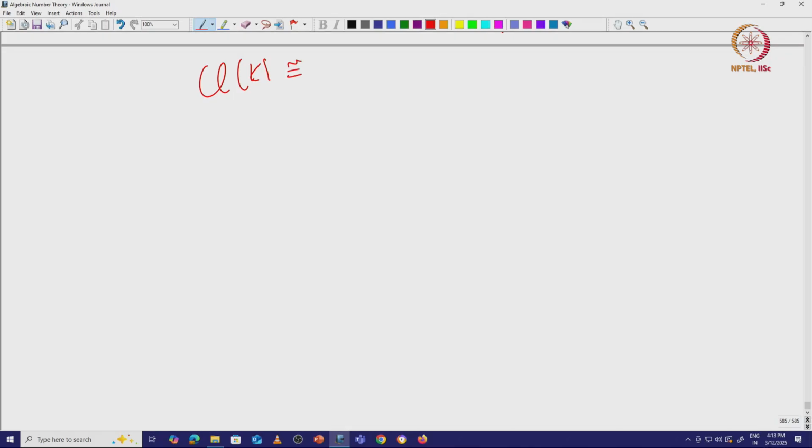By the way, I did not finish it quite here. So, this means that the class group is isomorphic to Z mod 3Z. Next time we will look at a few more examples of computations of class groups.